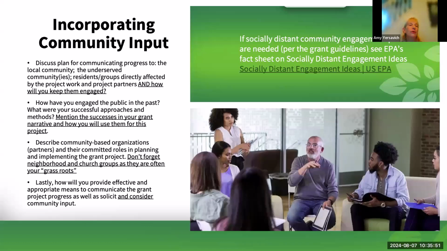Incorporating community input. So you have to have a plan for communicating your progress, communicating your project. And how will you keep them engaged? One of the problems can be, especially in small populations or rural areas, getting people to come to the table. Make it easy, go out and get these people interested. You may have to knock on some doors, things like that, but make sure that you have a good plan, knowing your community, to get them there and keep them engaged.